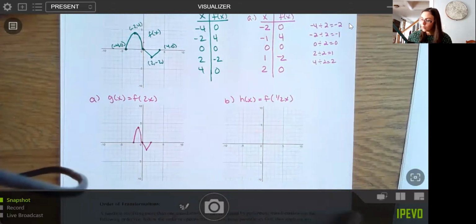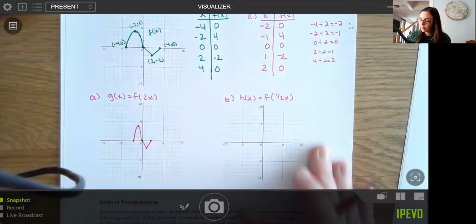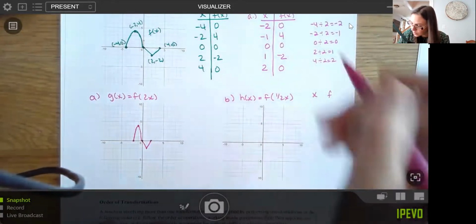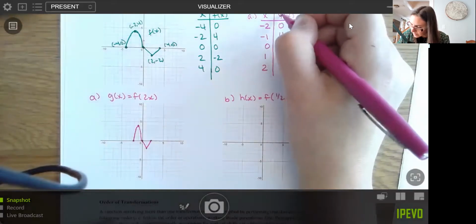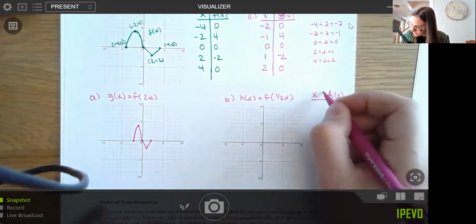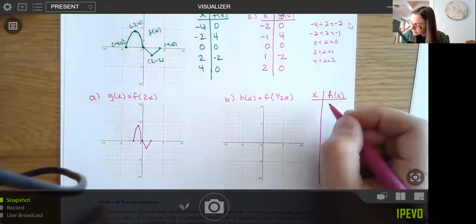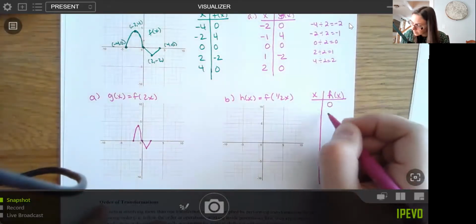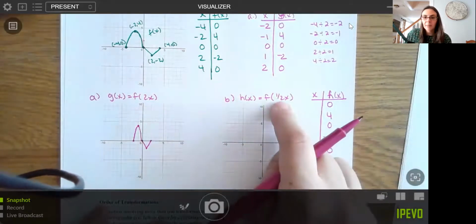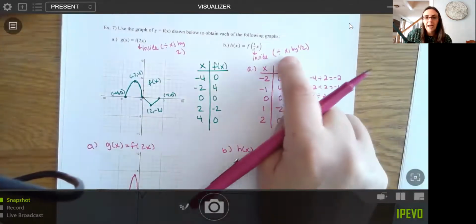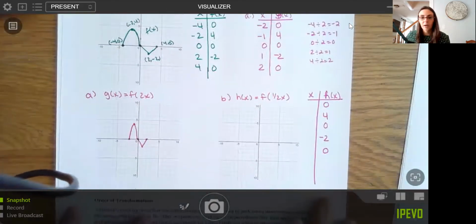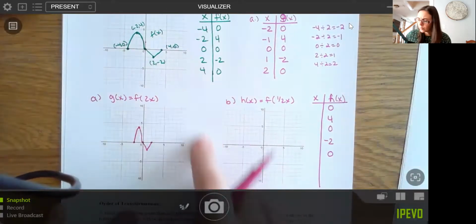Let's do B as well. So I'll do my table for B down here. I guess I should use g of x here, right? We're using g of x. And then this one, we're using h of x. So my y values are staying the same still. Okay. And now this time I need to divide my x's by 1/2. So let's be a little careful there. I'll do my work in between here.